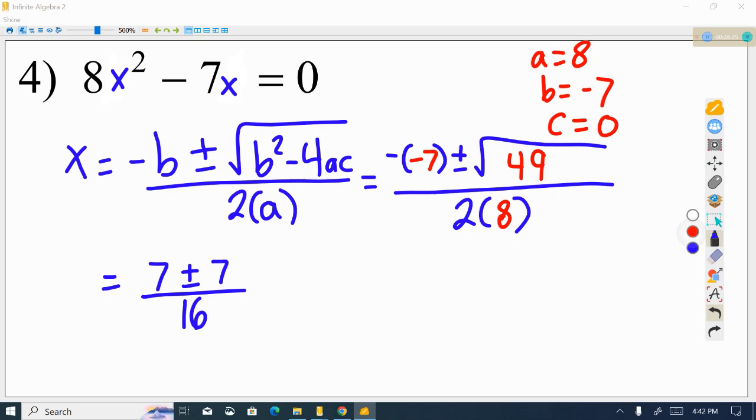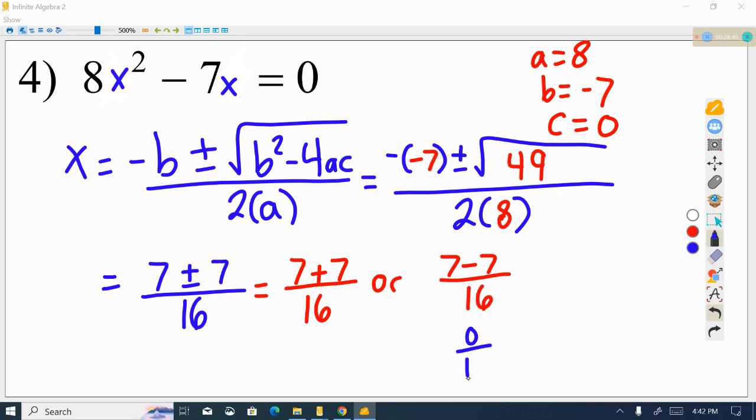So we can see what happened here on the graph. We saw that one of our intercepts was going to be at 0. And think about that, we have two possibilities. Either we have 7 plus 7 over 16, or we have 7 minus 7 over 16. But 7 minus 7 is equal to 0, and 0 over 16 is equal to 0. So that's one of our x-intercepts right there. But in this case, we have 7 plus 7 over 16, which is equal to 14 over 16, and that could be reduced into 7/8.